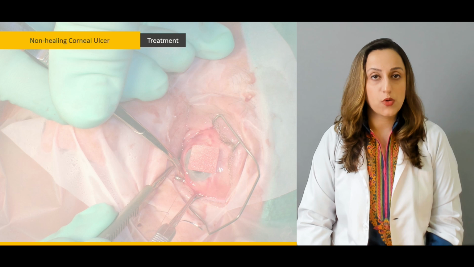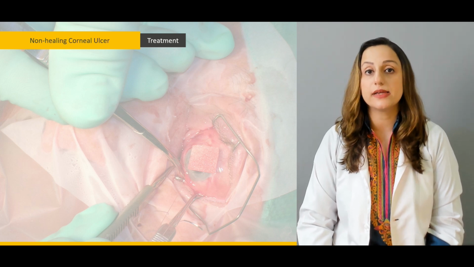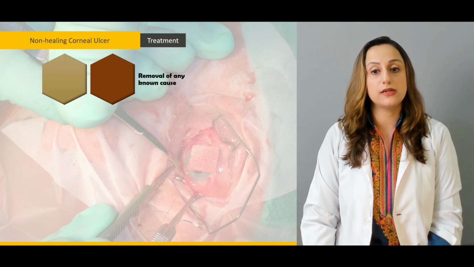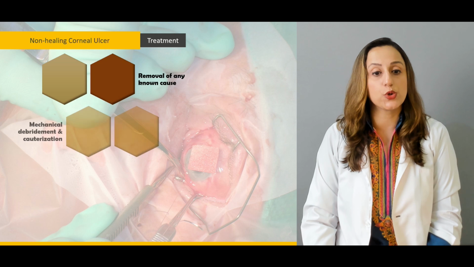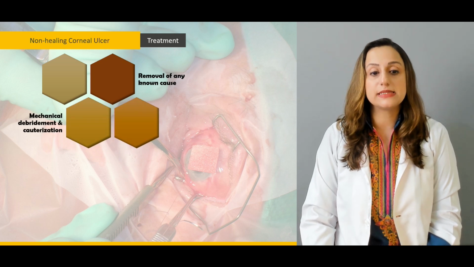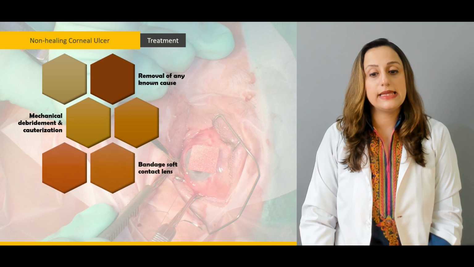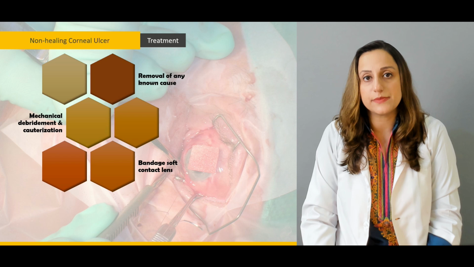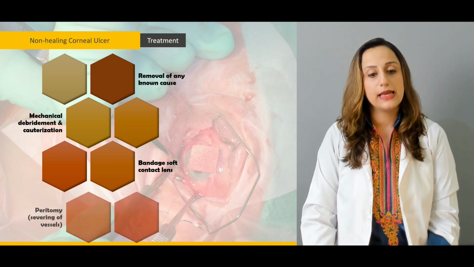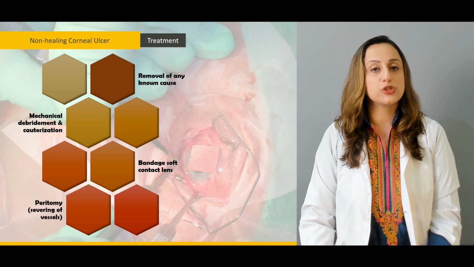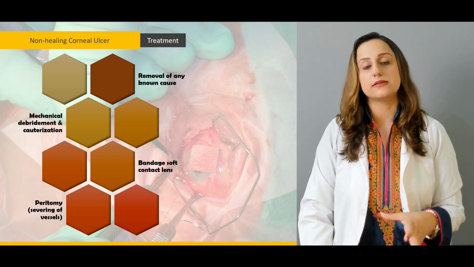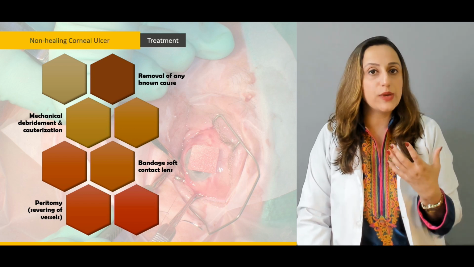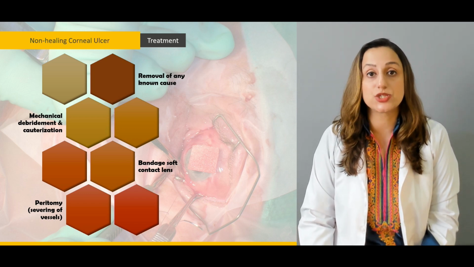If the ulcer is not healing, we regard it to be a non-healing corneal ulcer. In this kind of case, we basically remove any known cause. Mechanical debridement and cauterization are important. Then we give a bandage, that is, even a soft contact lens can be given to the patient for protection, as well as peritomy, which basically means the severing of the vessels. If it is a systemic inflammation, we can sever the vessels just to hinder the spread of infections from the neighboring structures as well.